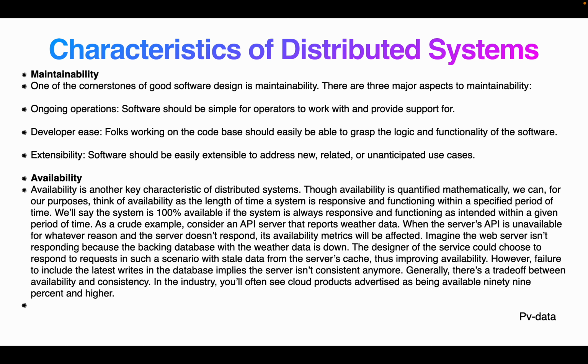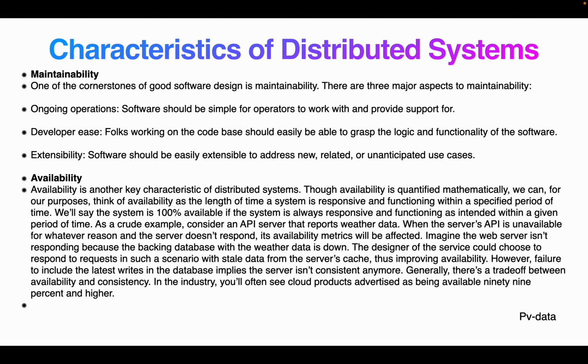And now let's talk about maintainability. One of the components of good software design is maintainability. There are three major aspects of maintainability. Ongoing operation: software should be simple for operators to work with. Then support for developers who are working on the code base: they should be easily able to grasp the logic and functionality in the software. And extensibility: software should be easily extensible to address new related use cases.